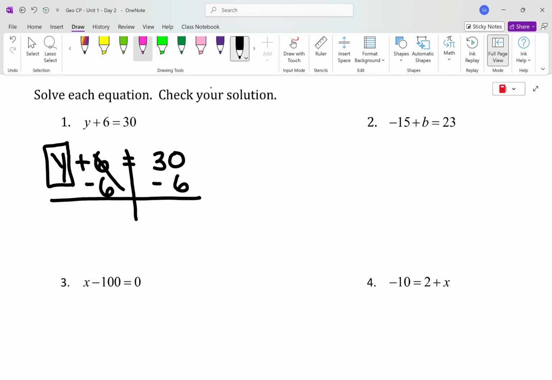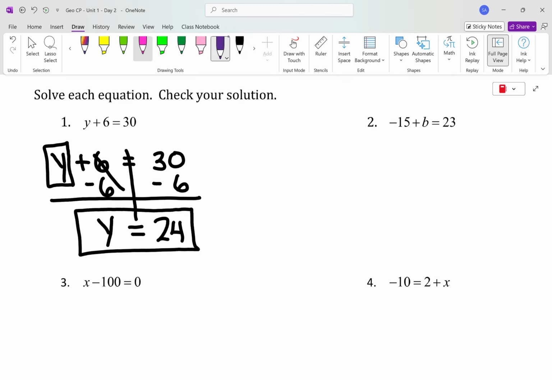So now the 6's cancel, and we get y is equal to 30 minus 6, which is 24. Does anybody remember how to check to make sure your answer is correct? Jonah? Yeah, you just plug it back into the original problem. So if I wanted to check this, I would take the y plus 6 equals 30. And now that I know that y equals 24, I would sub in that 24 and ask myself, is 24 plus 6 30? Yes. So our check works.